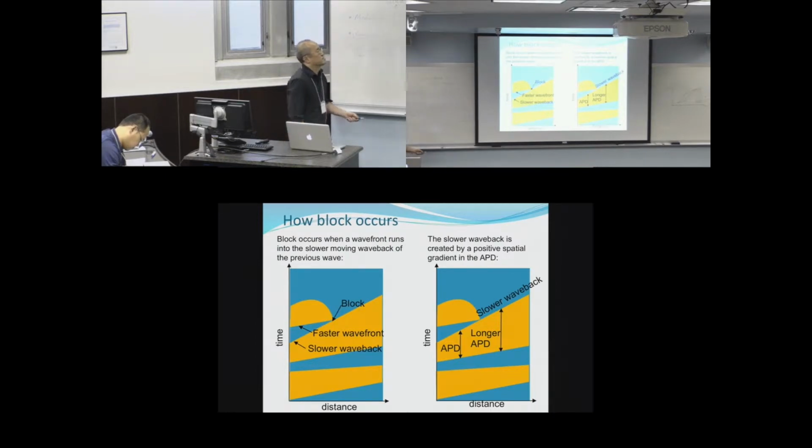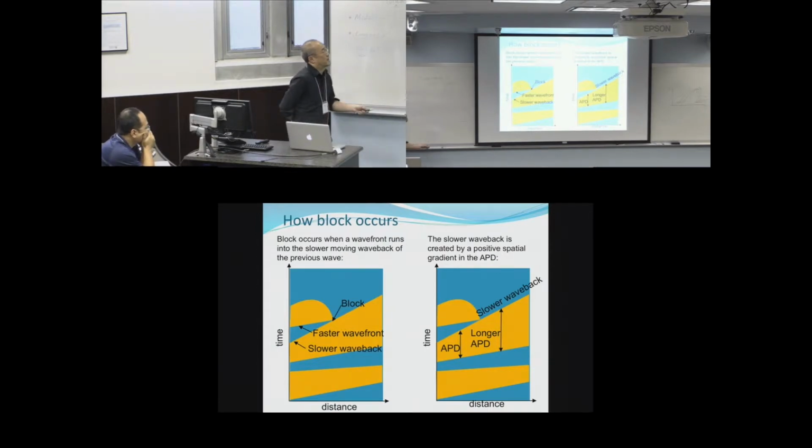And then this is the basic mechanism. These yellow regions here are the action potential durations. The horizontal axis here is distance. The vertical axis is time, as we've seen before. Here, the lower edge of each of these yellow regions is the leading edge, the wave front of the action potential, and the top edges are the trailing edges.